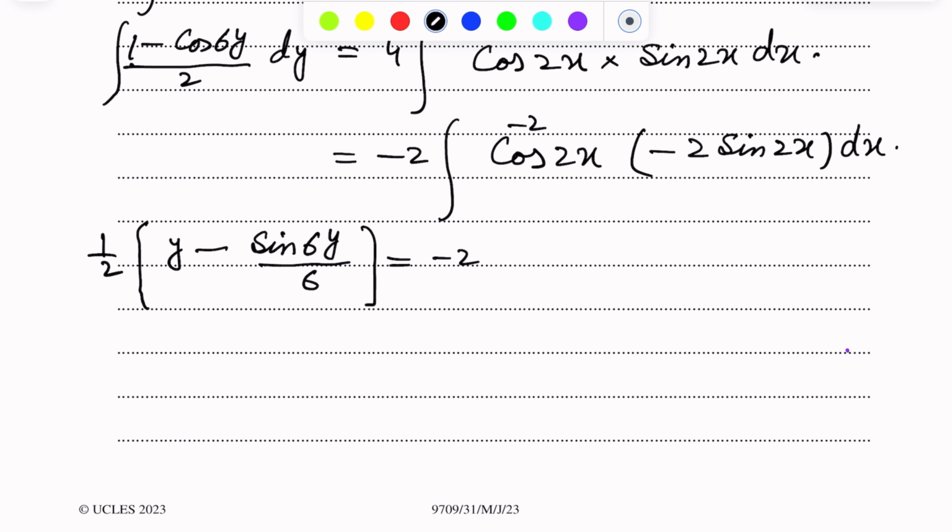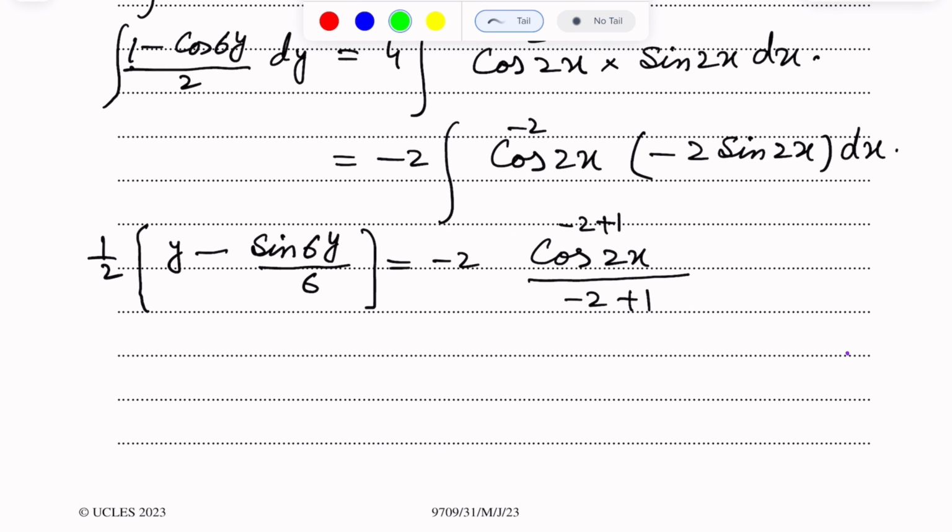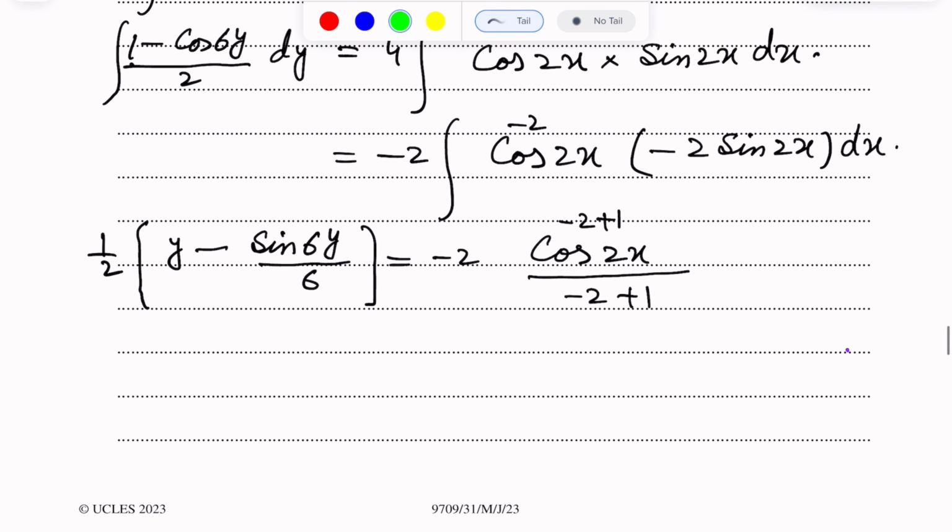Minus 2 as such. Now cos minus 2 plus 1 over minus 2 plus 1. This is the complete integration of this function. Now on the right hand side, on the side of the independent variable, we will take c, that is the constant of integration.